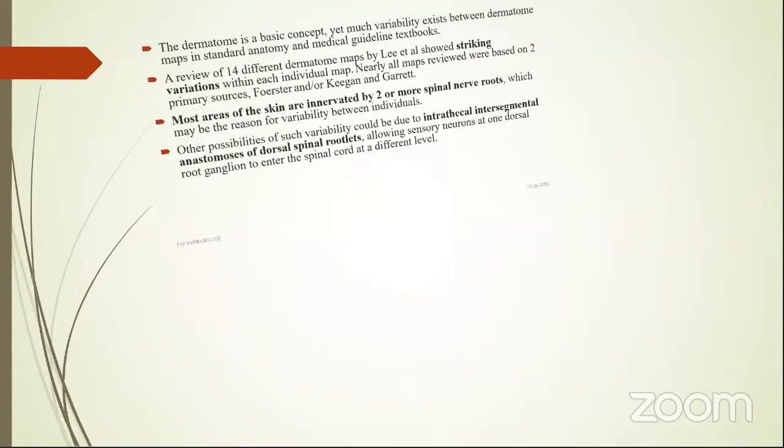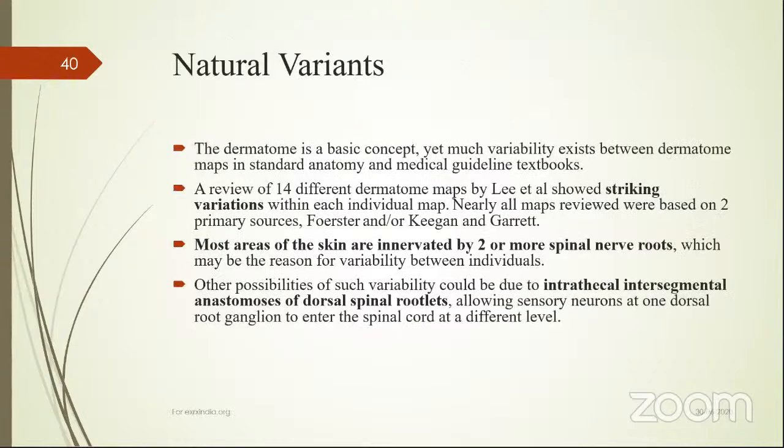So they say it's natural that there will be changes in the dermatomal map. That's their natural variation. Each book has a different way. They found 14 different dermatomal maps, and they researched why there is a variation. They found that most areas of skin are innervated by 2 or more spinal nerve roots. So one author says this is the skin which this spinal nerve supplies, another author says something else, because one area is supplied by 2 or 3 nerves. So there is a problem, they are saying.